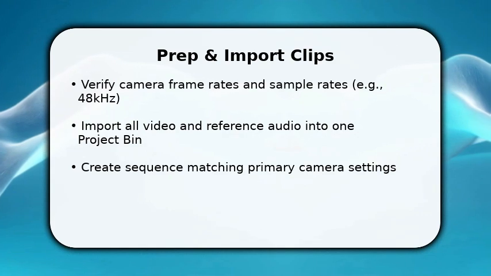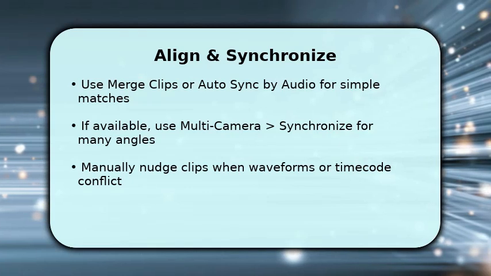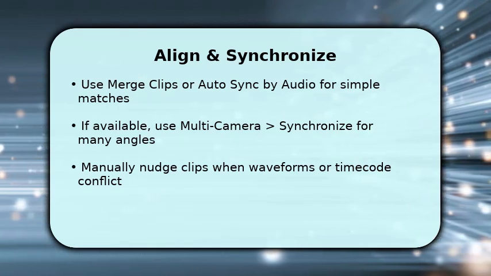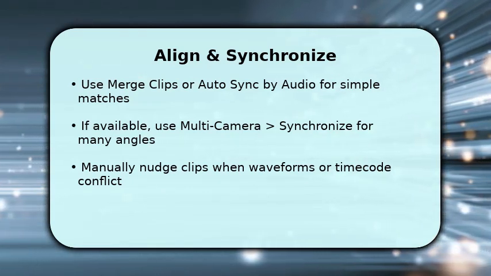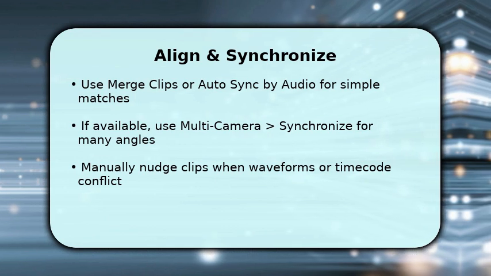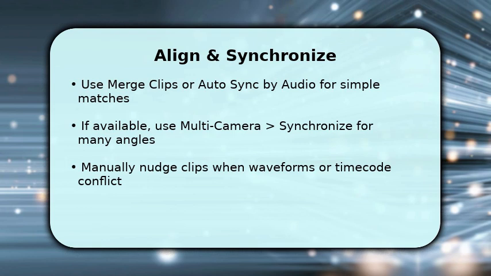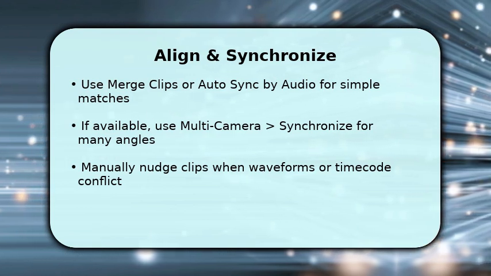Now select corresponding clips and move to the timeline for syncing. Next, use Premiere's merge clips or synchronize by audio to align audio and video automatically. You'll save time and get frame-accurate results. When using multi-camera shoots, create a multicam sequence and synchronize by audio or timecode to lock all angles together.